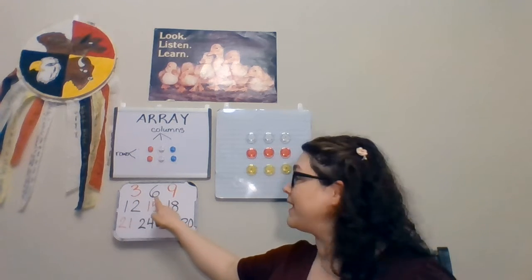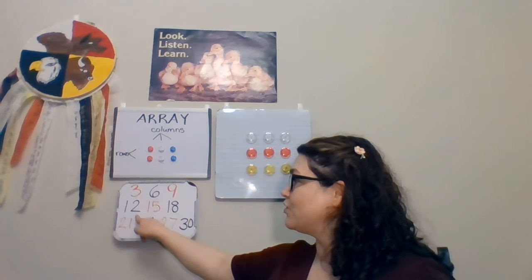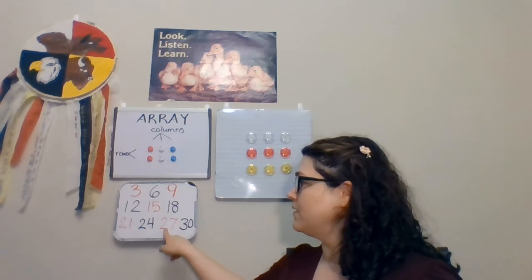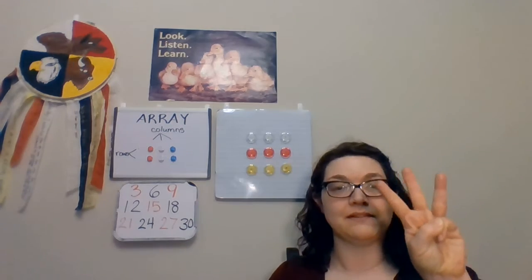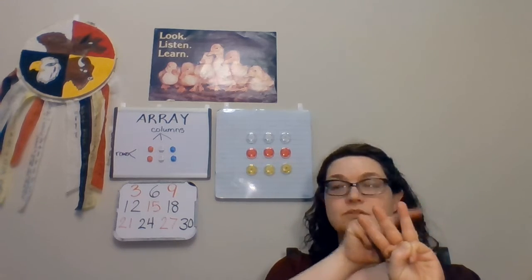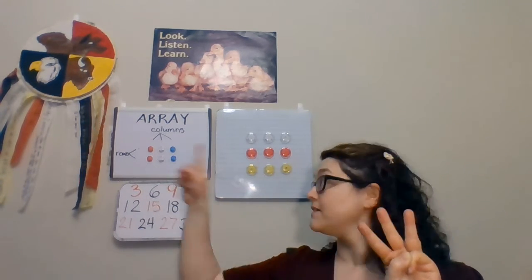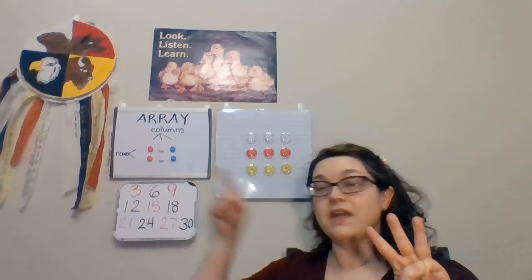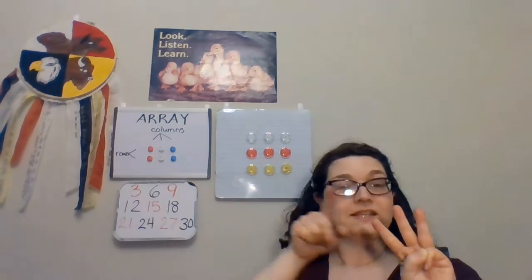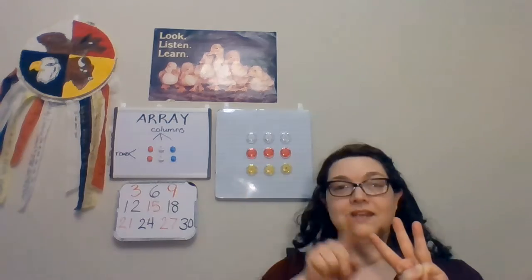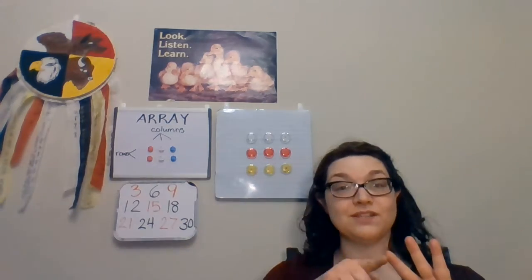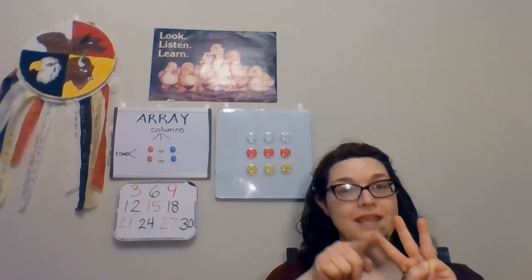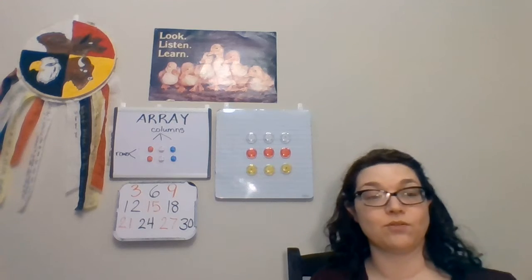So we have 3, 6, 9, 12, 15, 18, 21, 24, 27, 30. Now let's do it with the 3 fingers. 1, 2, 3, 4, 5, 6, 7, 8, 9, 10, 11, 12, 13, 14, 15, 16, 17, 18, 19, 20, 21, 22, 23, 24, 25, 26, 27, 28, 29, and 30. Great.